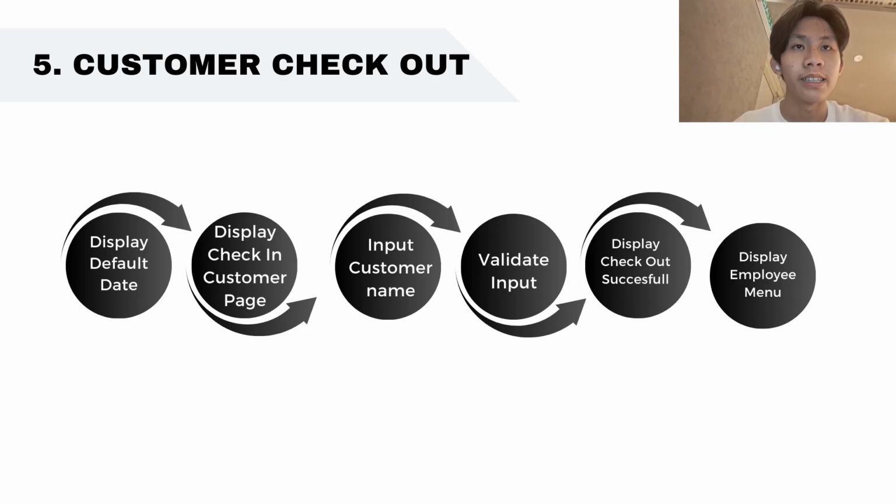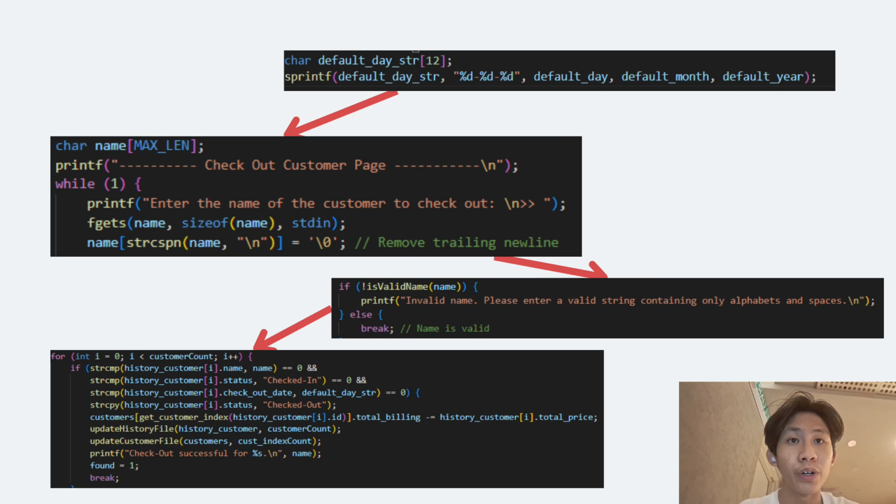These flowcharts outline the steps involved in checking a customer out of our hotel. It starts by displaying a default date, then guides the employee through selecting the customer to check out, validating the input, confirming the checkout, and finally presenting the employee with a menu of options for further actions. This code segment implements the checkout functionality for a customer in our hotel. It prompts the user for the customer's name, validates the input, searches for the customer in the system, updates the customer status and billing information, and saves the changes to files. The code is well structured and uses clear variable names and comments to enhance readability.